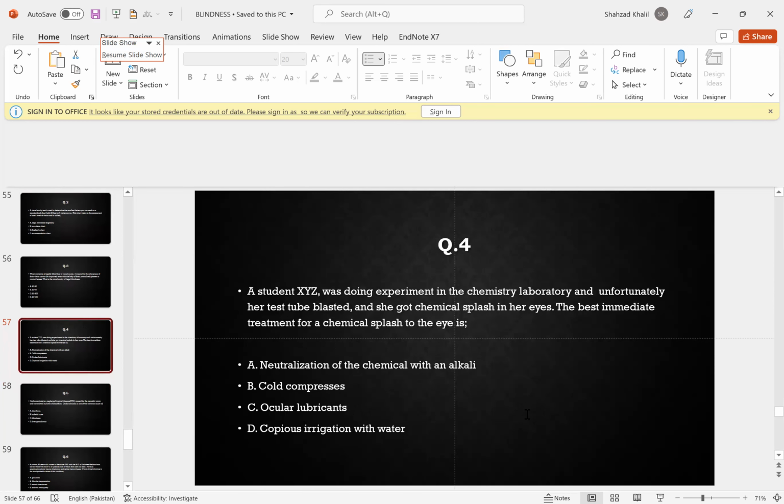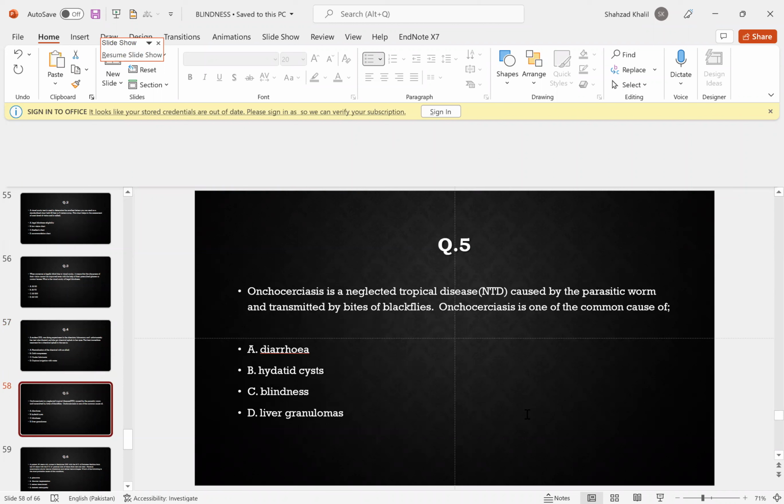A student XYZ was doing an experiment in the chemistry laboratory and unfortunately her test tube blasted and she got a chemical splash in her eyes. The best immediate treatment for a chemical splash to the eye is neutralization of the chemical with an alkali, cold compresses, ocular lubricants, or copious irrigation with water? D. Yes, D is the correct answer. One should immediately wash the eye with water.